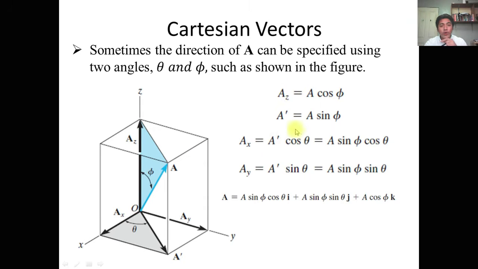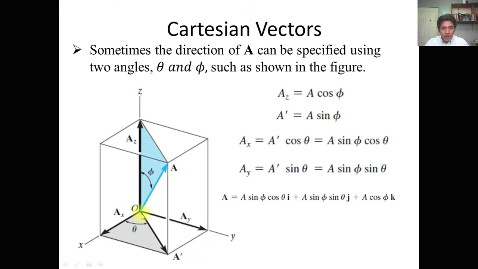On the other hand, if you're going to get sine phi, remember this is a prime. Sine phi is opposite, a prime, over the hypotenuse, a, such that this would be our formula. Why do we need to get a prime? Because a prime is the same as this. In getting a prime, we can get the x and y components. In getting the x and y components, we have to know the magnitude of a prime so that we can resolve it, or simply this a, into the x and y axes.